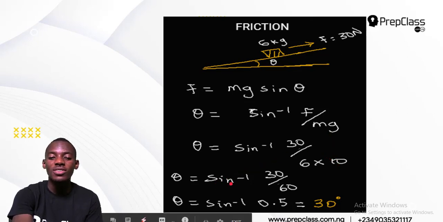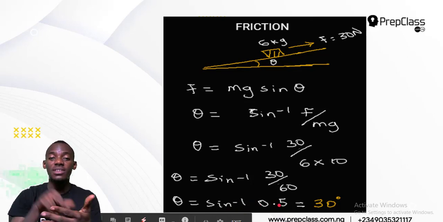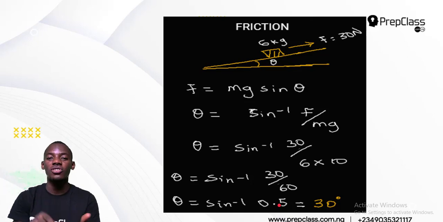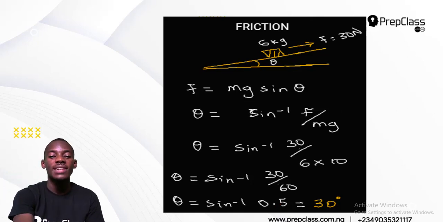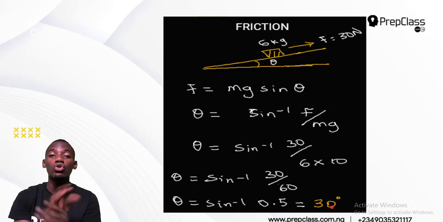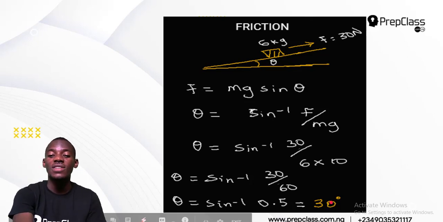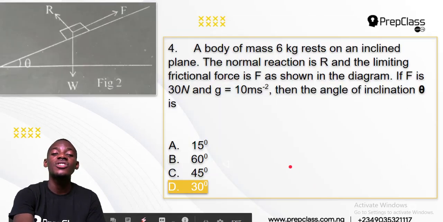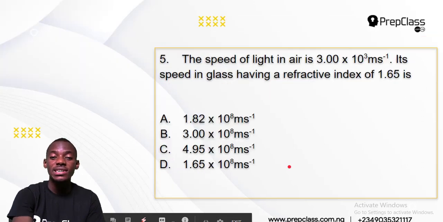That becomes sine inverse of 6 times 10 is 60, 30 over 60. And if you divide, you'll be getting 0.5. Sine inverse of 0.5. If you punch it on your calculator, just press shift, sine, 0.5, and you will get your answer. You just press equals, 30, and that's the answer. The angle is 30 degrees. Full stop. Easy peasy. So you blast that. The answer is just D, 30 degrees.